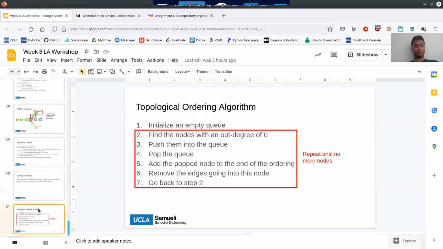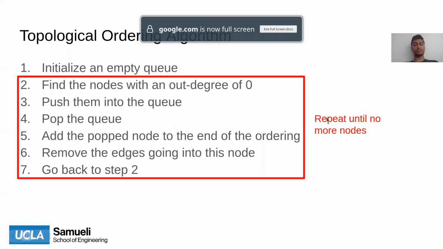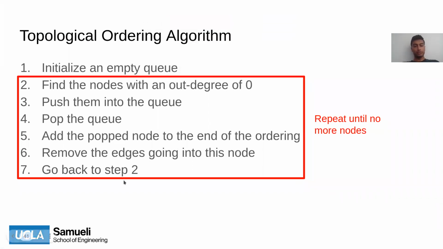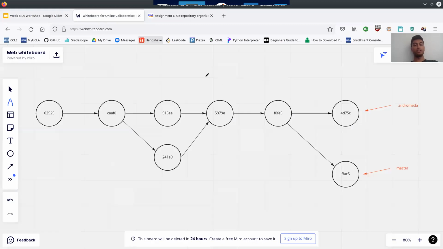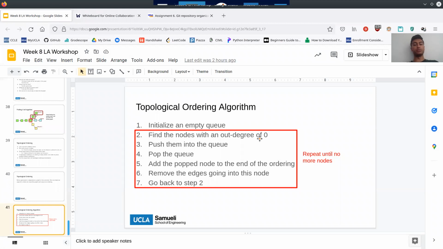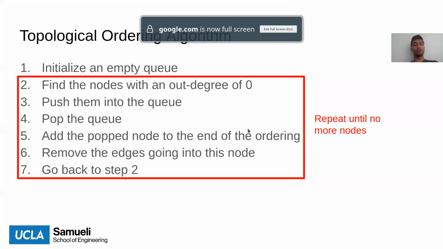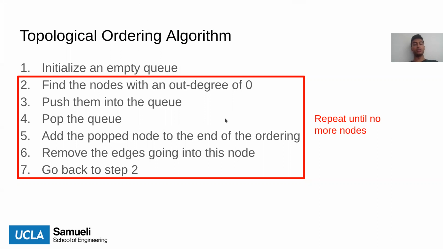And here's the algorithm. Honestly, you can try to think of this yourself, but this is the standard algorithm to do this. What you've got to do is first initialize an empty queue. We're going to use this queue to order our nodes. And we have to find the nodes with an out degree of 0. In the context of Git, that means they have no children. They have no arrows pointing out of them in this graph. So it has an out degree of 0. And then you push all the nodes with an out degree of 0 into the queue.